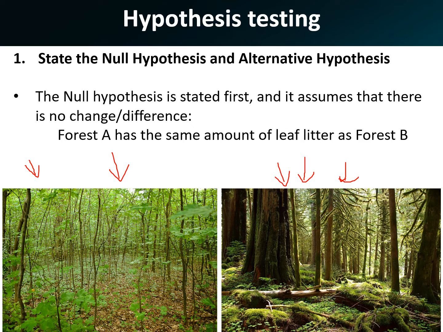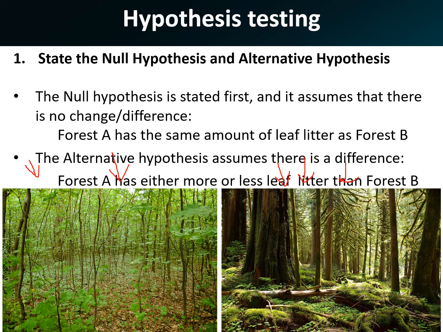so the null hypothesis would be that forest A has the same amount of leaf litter. And then the alternative hypothesis assumes that there is a difference, that forest A could be producing more or it could be producing less. But we're going to say forest A does not have the same amount of leaf litter as forest B.